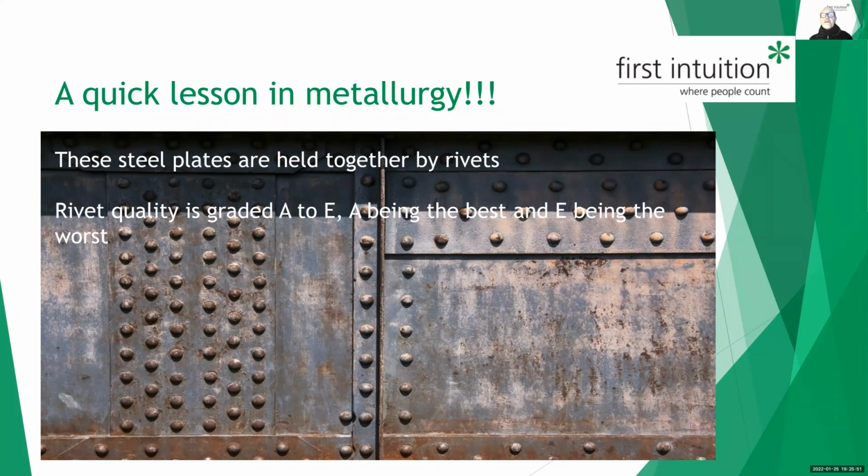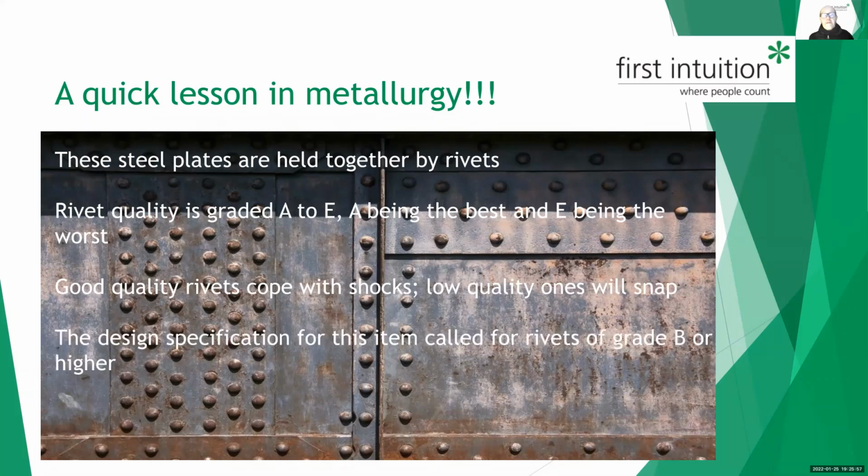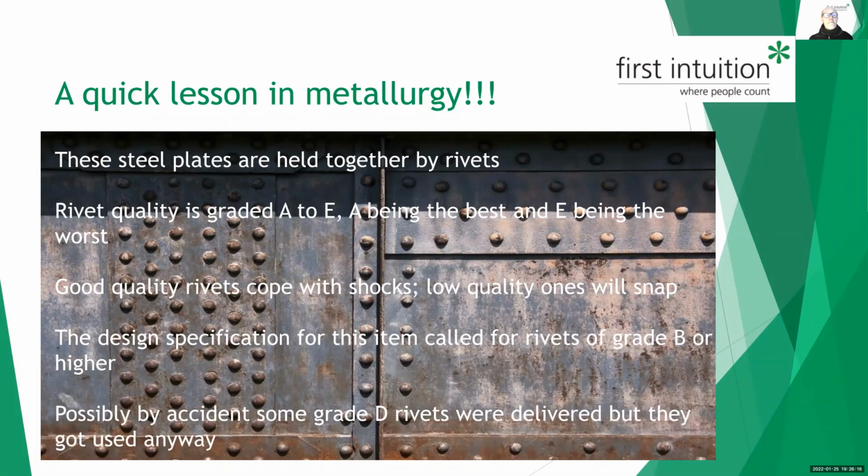The design specification, I've said good quality rivets can cope with a bit of hammer, bad ones will snap. This particular item we're looking at, the design specification called for rivets of grade B or higher. So A or B would do, nothing worse. This was quite a long time ago. This is a true story. Communication being what it is in Chinese whispers, maybe by accident, or maybe somebody was trying to save a couple of bob, some grade D.